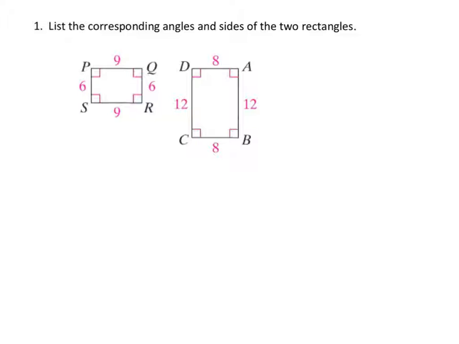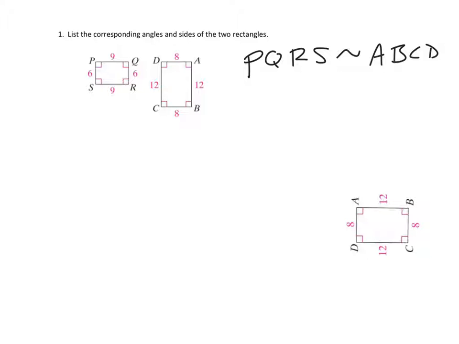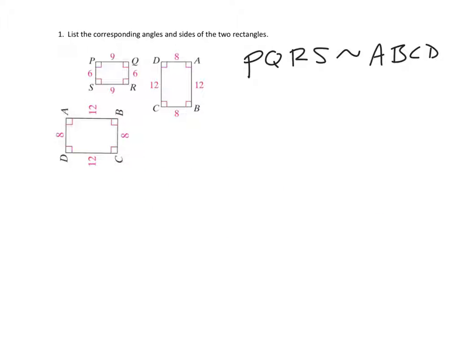So I'm going to go alphabetical, and I'm just going to list it here, so just a second. So PQRS is similar to ABCD. So that means, again here, notice, P matches A, Q matches B, R matches C, and S matches D. If you don't believe me, I can turn it on its side here so you can see it better, right? Now you can see the match up, and it's okay to turn your paper if you have to do that.